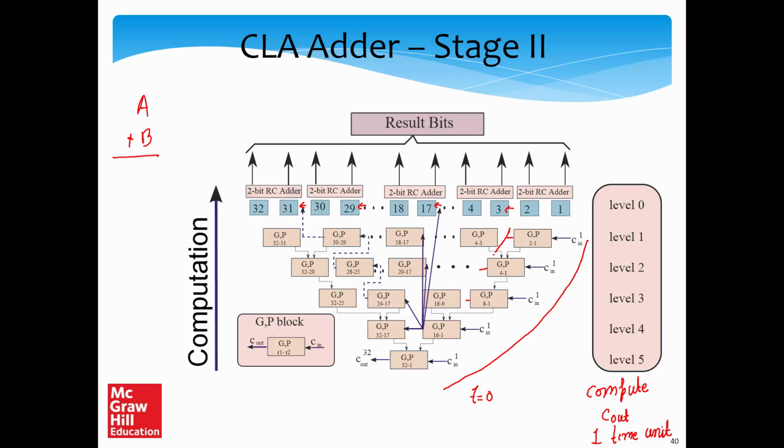So we can again draw one more front. This front is when t equal to 1. So everything to the left of it, we don't know the carries, but to the right of it, we know all the carries that are there, or all the carry outs we know.